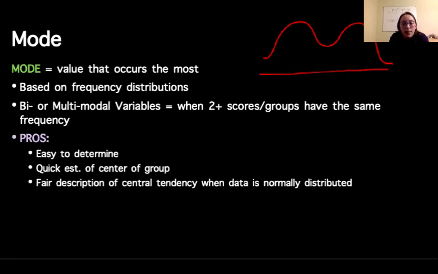Pros to using a mode is it's very easy to determine, right? When I give you guys a bunch of data, basically you need to know what the minimum of that range is, what the max is, and then figure out if you want to do a simple or a group distribution, and then do your calculations, and it's done pretty quickly, right? You just find the biggest number, see what value that's attached to in your measurement data, and then you're good to go, right? So it's super, super easy. It's a very quick estimate of the center of the group, but it's not law, right?